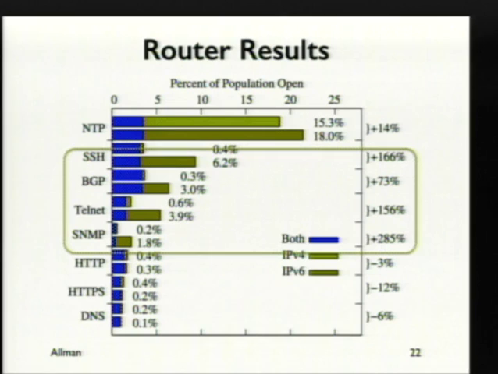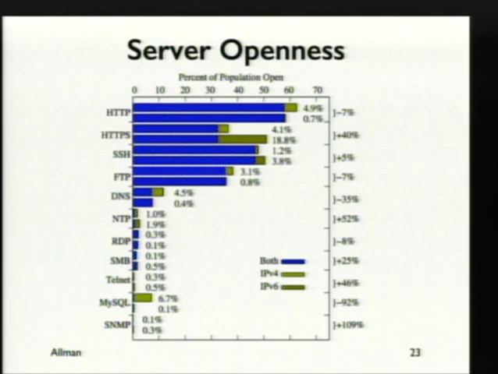Yeah. So, maybe I can make you feel a little better here. This is the plot for the servers. And here we see a little more uniformity. Again, we see not too much green. But in this case, we don't see quite as much red for servers. So this backdoor isn't quite as prevalent. There's one exception here, which is HTTPS, where we see 40% more machines open to IPv6 probing than IPv4.